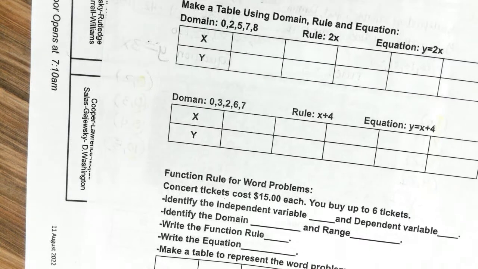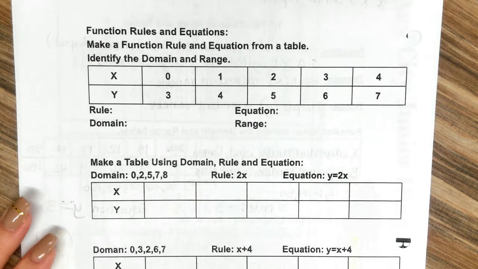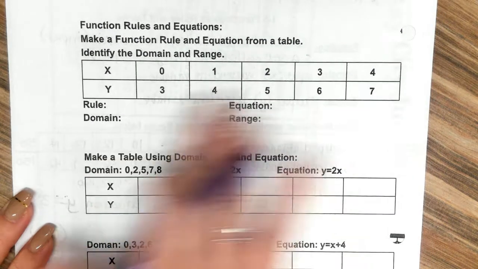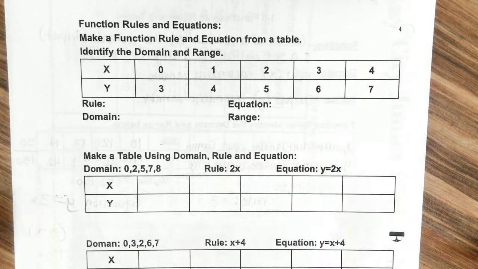Okay, flip to the back. This wants us to make a function rule, so it's telling us this is a function. And you can look 0, 1, 2, 3, 4. They don't repeat. It's a function, yes? They want us to come up with a rule and then identify the domain and range.